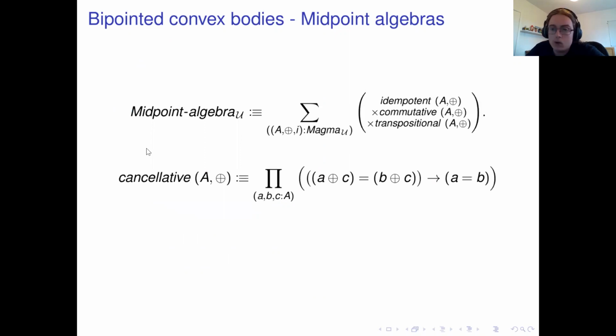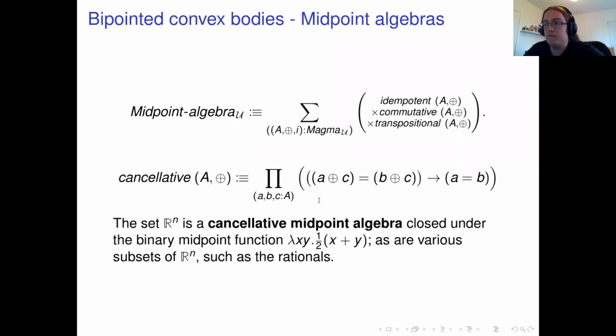And we add one more property, cancellation, which says the situation where A midpoint C is the same as B midpoint C can only arise if A and B are identical. So this is now a cancellative midpoint algebra. Euclidean space is a cancellative midpoint algebra, closed under the expected midpoint function, i.e. take the two numbers, add them together, divide by 2. The rational numbers also form a cancellative midpoint algebra, as do various other subsets of the reals.